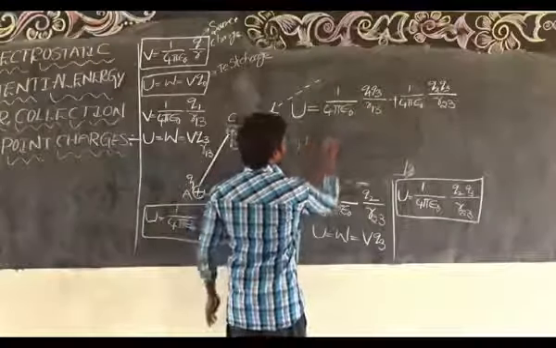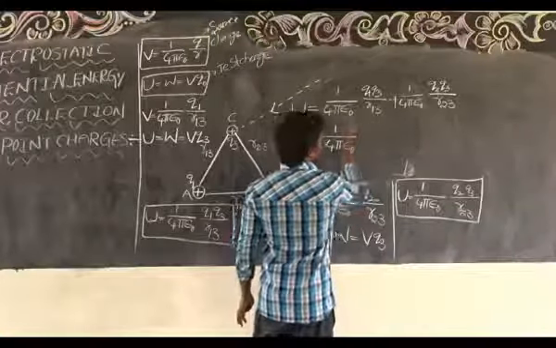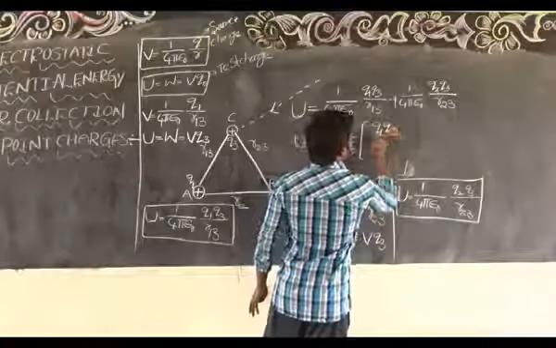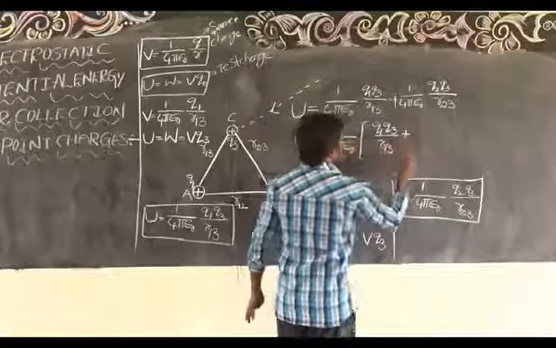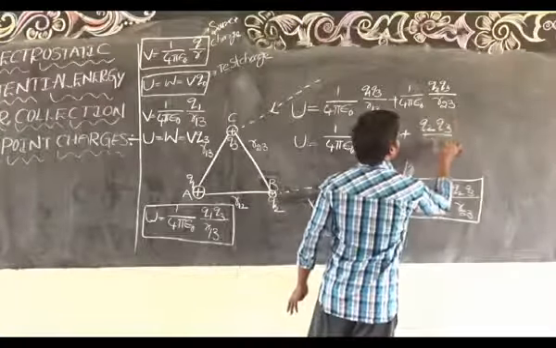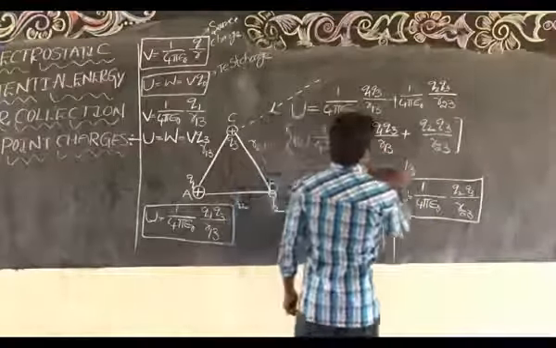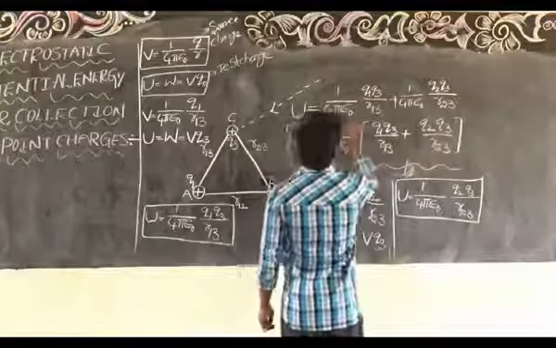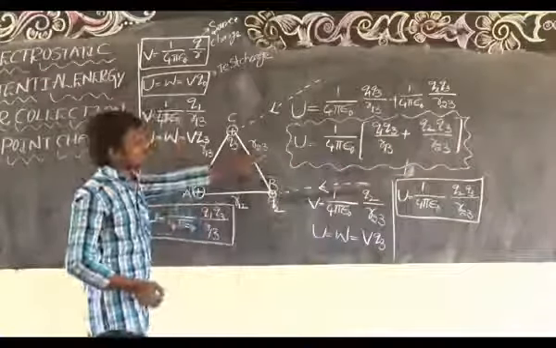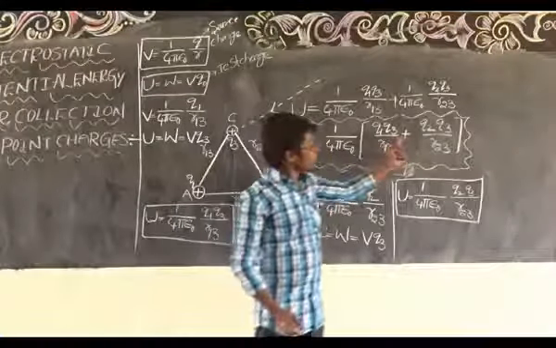U is equal to 1 by 4 pi epsilon naught, common means, what is the remaining here? Q1 Q3 by R13 plus Q2 Q3 by R23. This is the final expression of the electrostatic potential energy due to collection of point charges. U is equal to 1 by 4 pi epsilon naught into Q1 Q3 by R13 plus Q2 Q3 by R23.